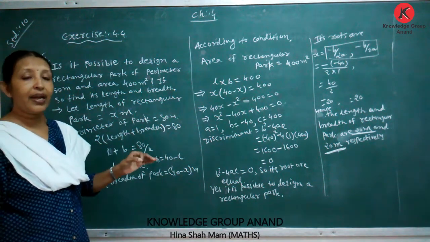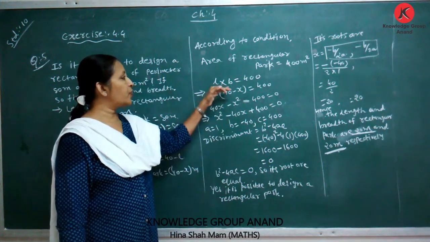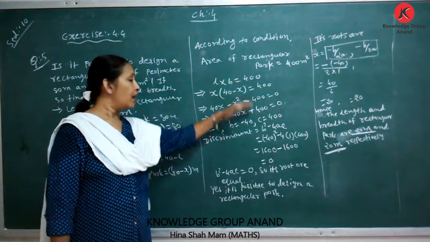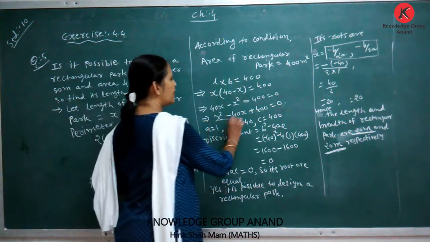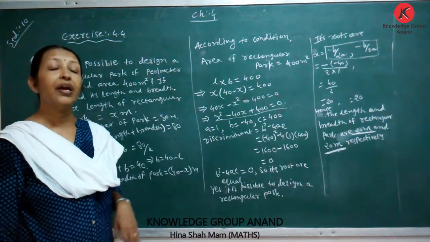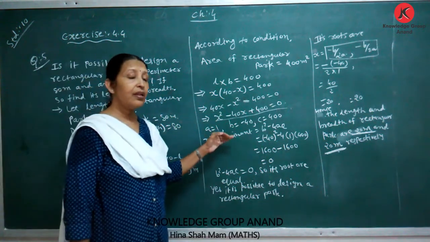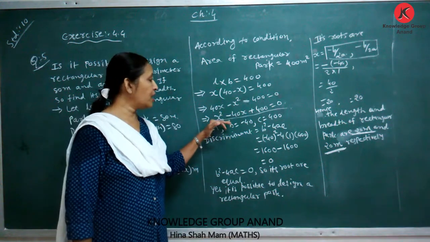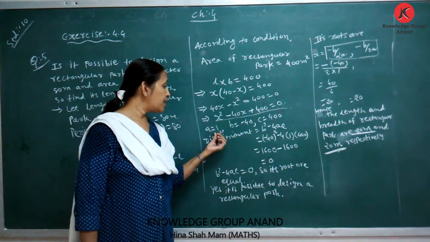Now we know the area of a rectangle is equal to L into B. So x into (40 minus x) is equal to 400. Our complete equation is x square minus 40x plus 400 is equal to 0. Now we decide, is it possible? To decide whether this equation has roots, we find its discriminant.